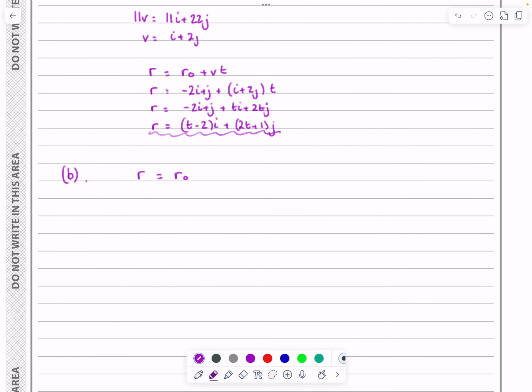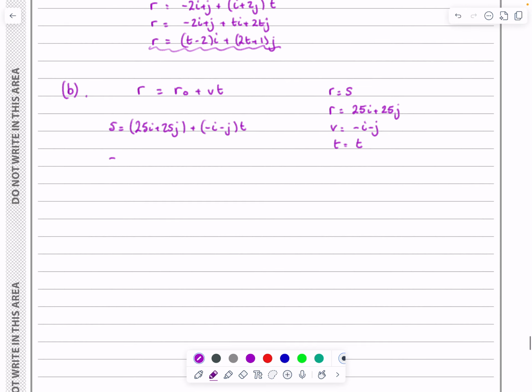R equals R0 plus VT again, but here, R I'm going to call S this time. If it starts off at C, that's the point 25, so it's the position vector, 25I plus 25J. We do know velocity this time is minus I minus J, and we're going to have it in terms of T. So plugging all that information in, we will get S is equal to R0, which was 25I plus 25J, plus VT, so plus minus I minus J, lots of T here.